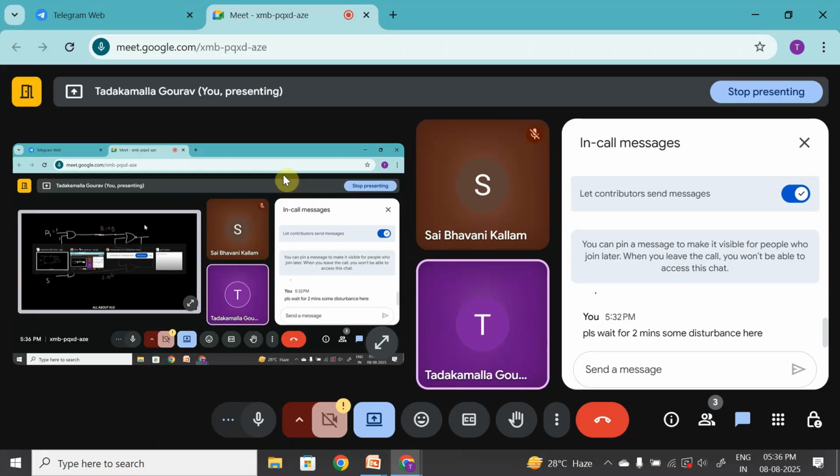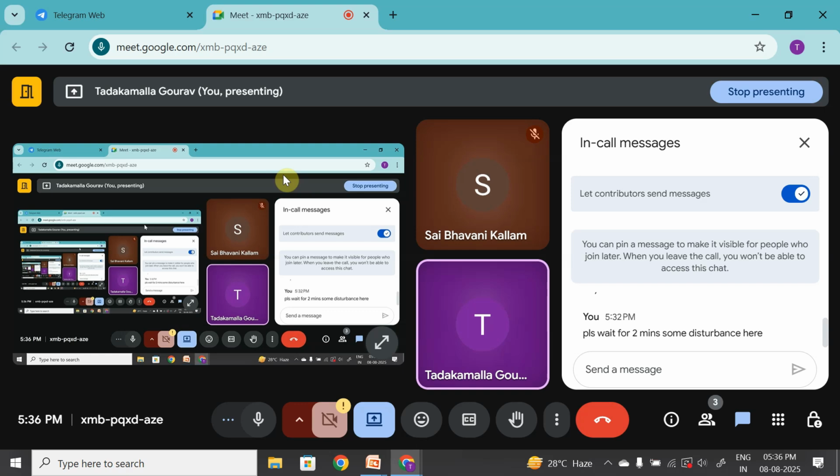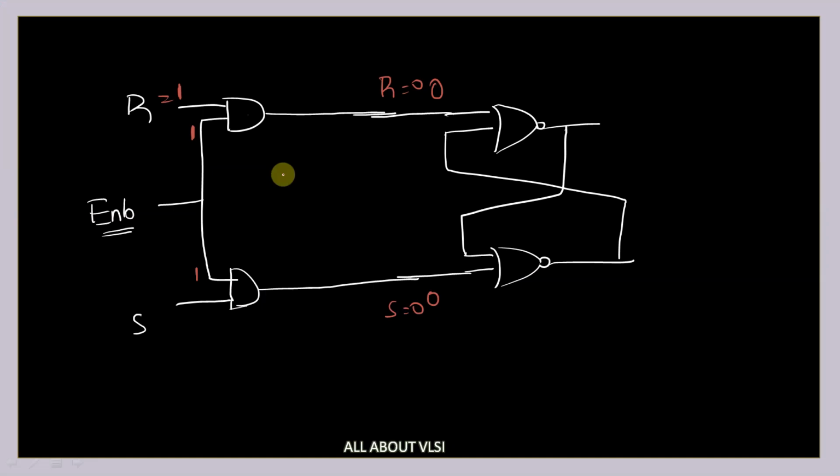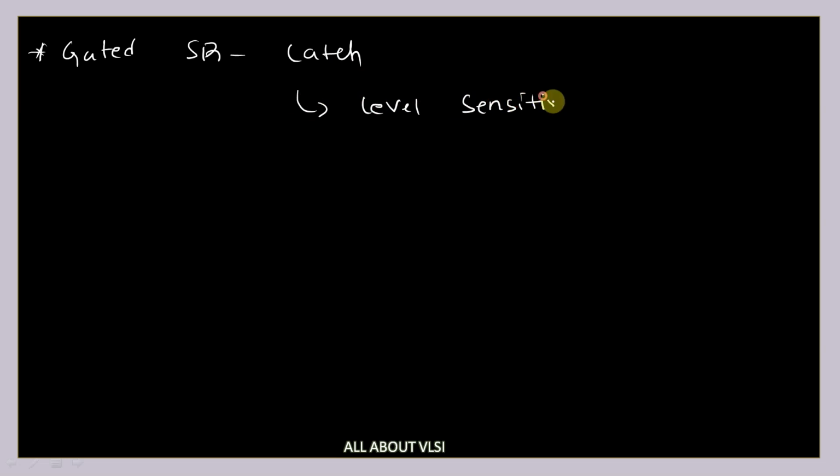Is it clear? Gated SR latch, is it clear? And the enable signal which we are using, so this particular gated SR latch is a level sensitive device. So why is it a level sensitive device, and what is meant by level sensitive device? Let us try to understand.